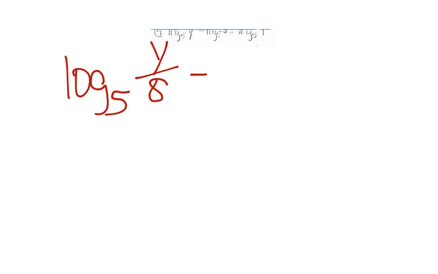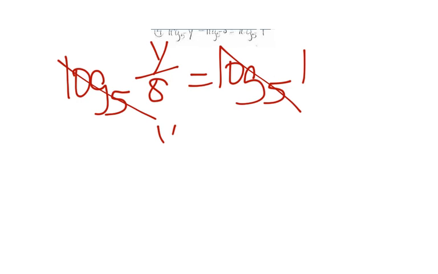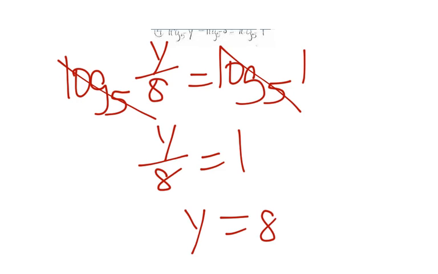Log base 5 of y minus log base 5 of 8 equals log base 5 of 1. Subtraction becomes a fraction. So log base 5 of y over 8, I'm thinking we've already done these, equals log base 5 of 1. So these are going to cancel. Y over 8 equals 1. Multiply by 8, y equals 8. It won't hurt us to do them more than once, though.